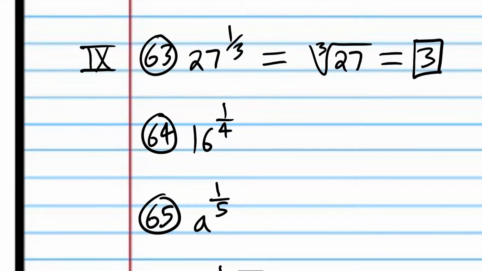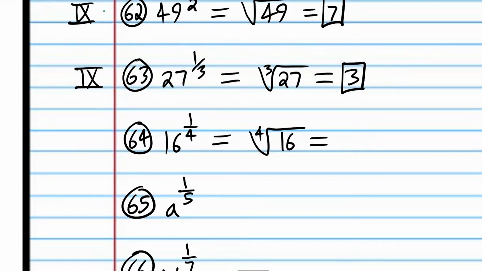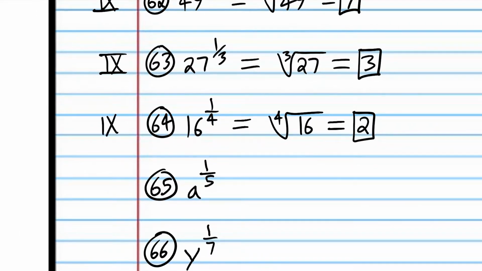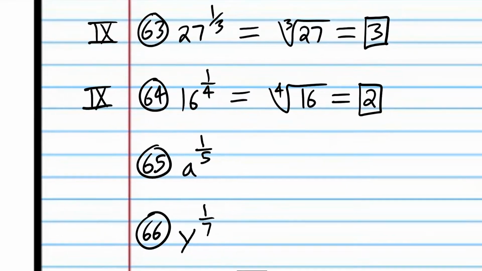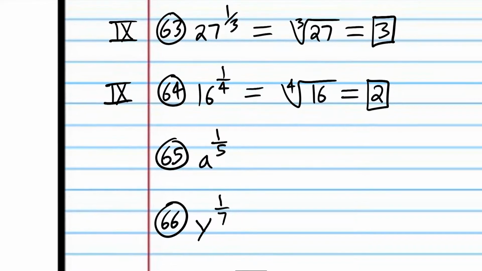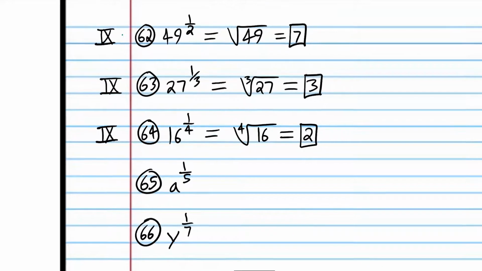All right, we're back. So that's 1/4 power, so it's going to be the 4th root of 16. What number times itself 4 times is equal to 16? Well, that's 2. That was kind of a difficult one because the 4th root of 16 is not that obvious, I guess. But you've seen that before. Okay, try number 65, and when you come back, we'll do it together.